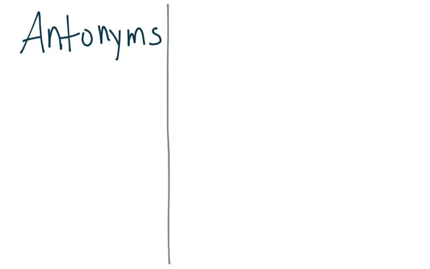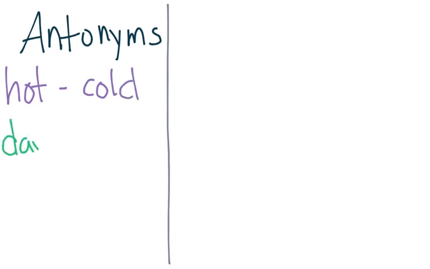One way that we can draw relationships between words is by using antonyms or opposites. So you might see words paired together like hot and cold, or day and night.